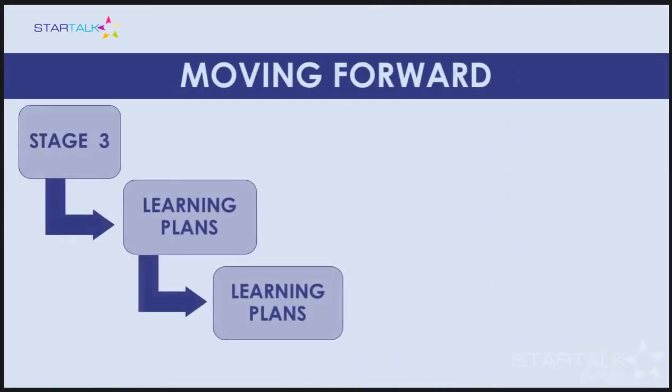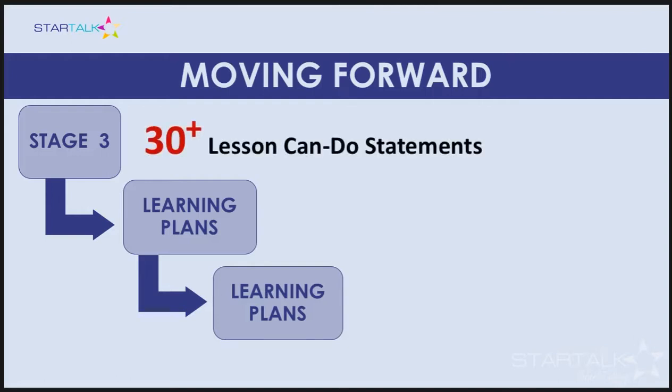You may remember this slide from the previous modules. In Stage 1, there were 6 program can-do statements. In Stage 2, 6 performance assessment tasks. Now in Stage 3, over 30 lesson can-do statements. Those lesson can-do statements transfer directly to the learning plans and become 30 or more checks for learning.